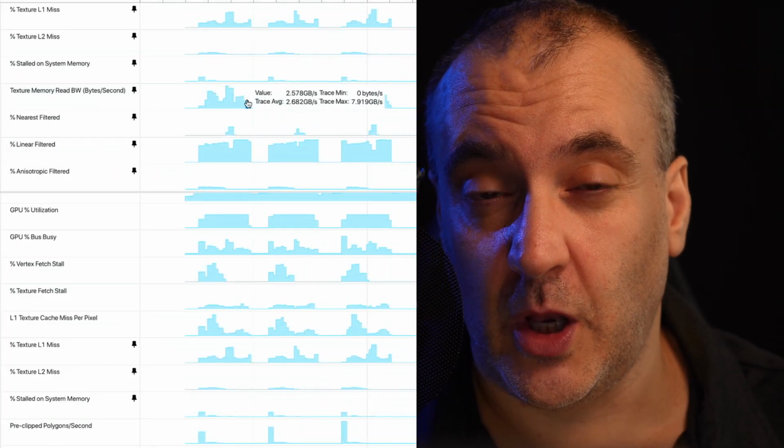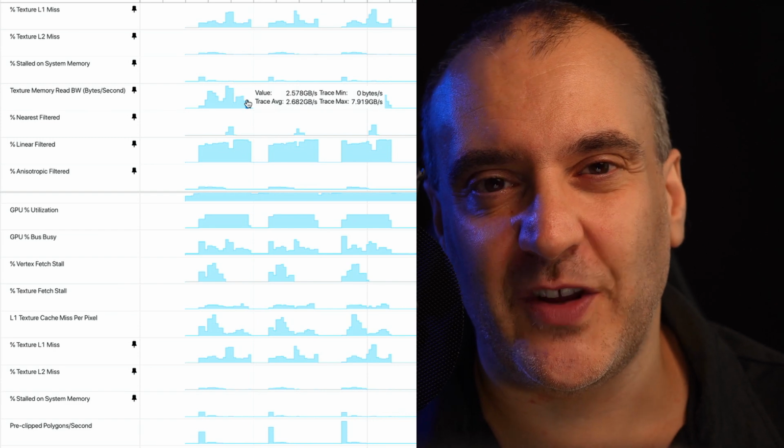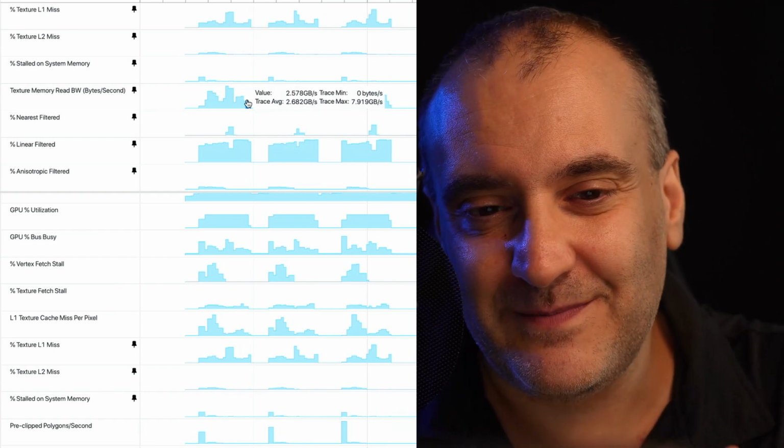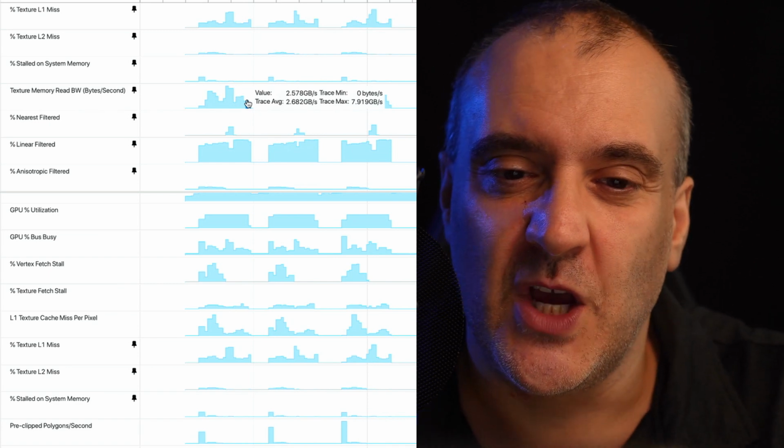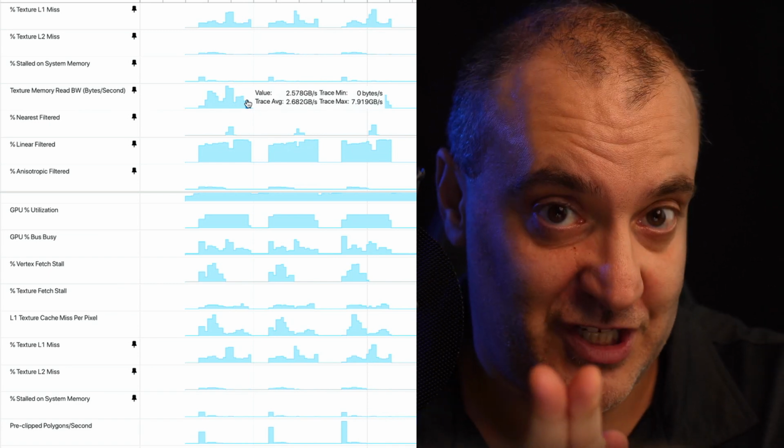To uncover potential low-hanging fruit, take a system trace of your game and compare the values and the trends of your GPU counters to the guidelines we've just given here.